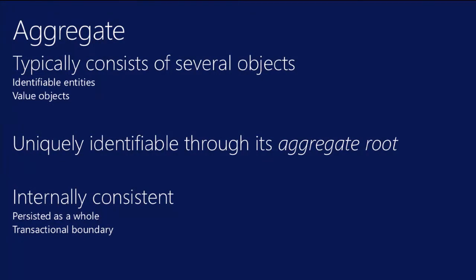So domain-driven design has one tactical pattern that is a remedy for this, that we can use to avoid these anti-patterns. It's called an aggregate. And as the name suggests, an aggregate is something that consists of other things. So you have several objects in an aggregate, typically. You have identifiable entities and something called value objects. And if you look at an aggregate, it can only be identified through its root, its aggregate root.